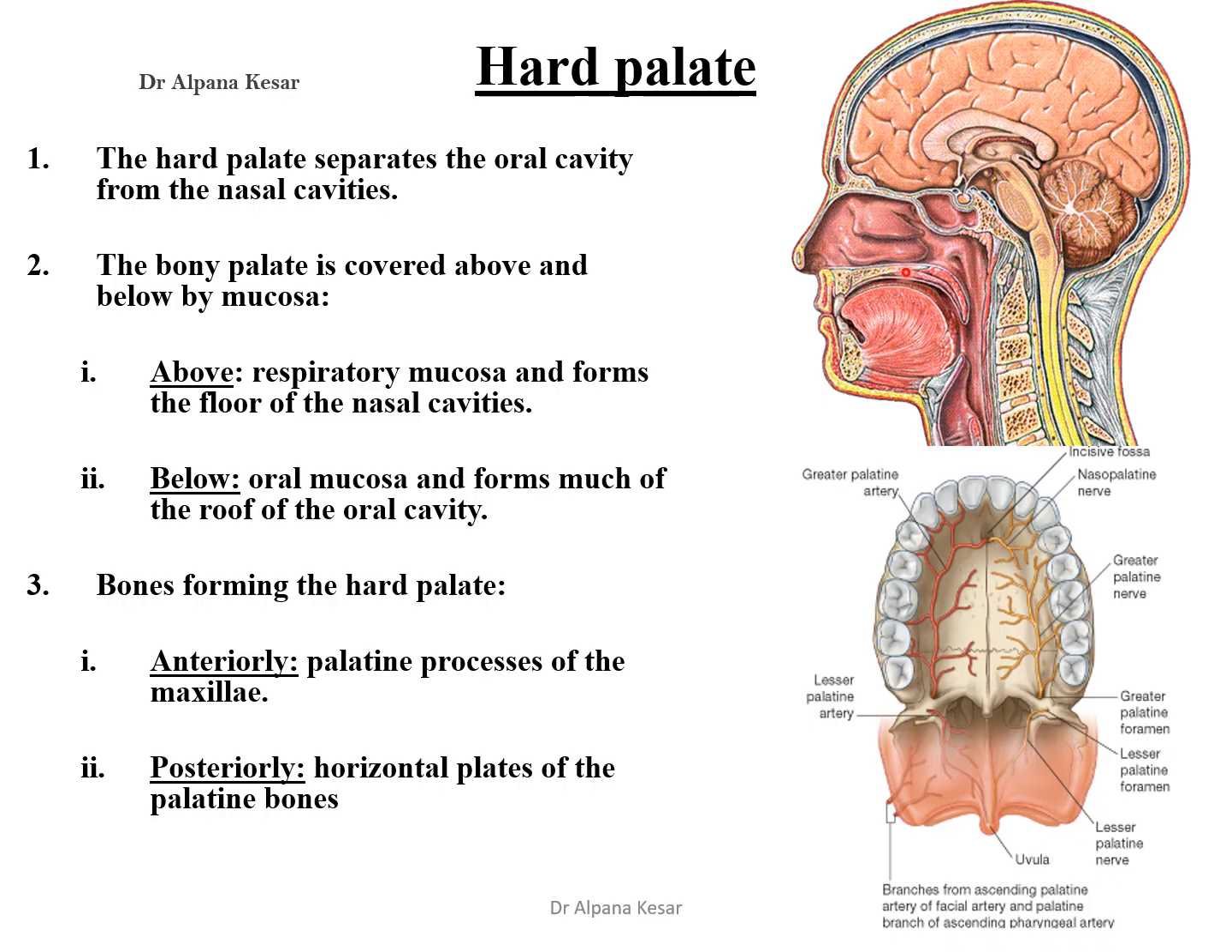Bony palate is covered above by the respiratory mucosa and forms the floor of the nasal cavity. And the hard palate is covered below by the oral mucosa and forms the roof of the oral cavity. Bones forming the hard palate are: anteriorly it is formed by palatine process of maxilla, and posteriorly it is formed by horizontal plates of palatine bone.